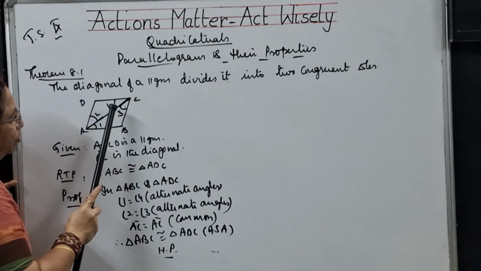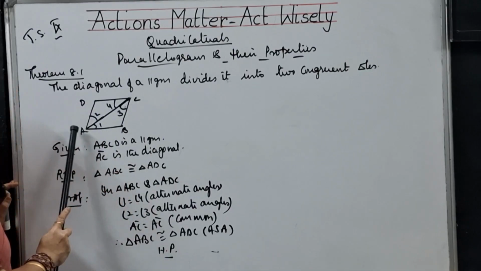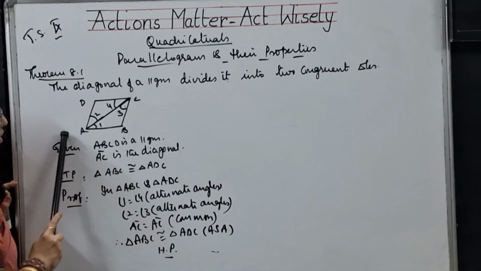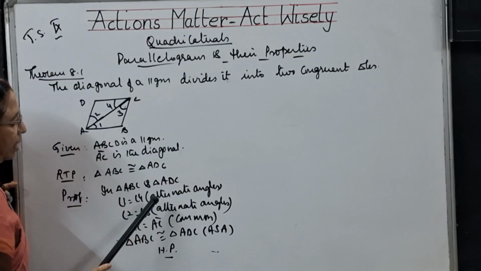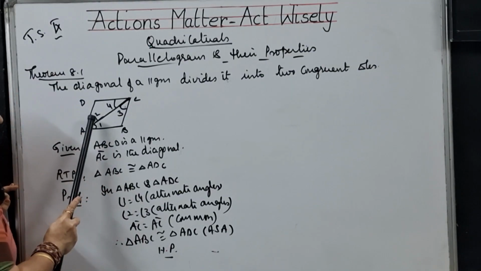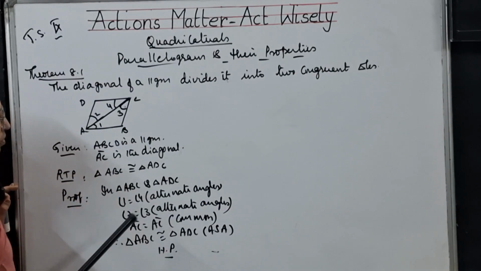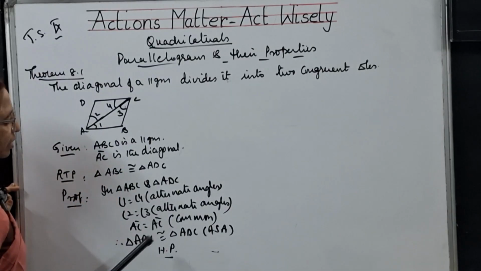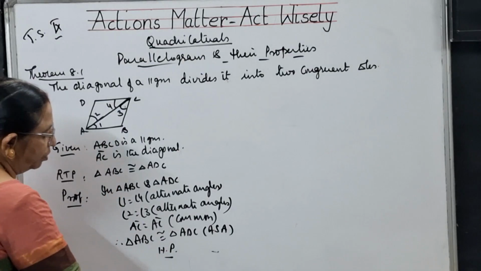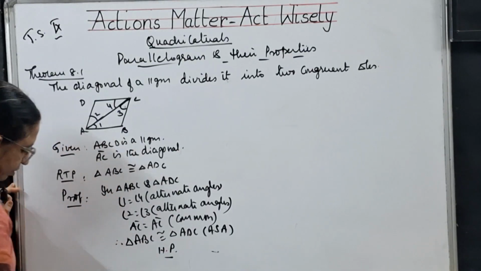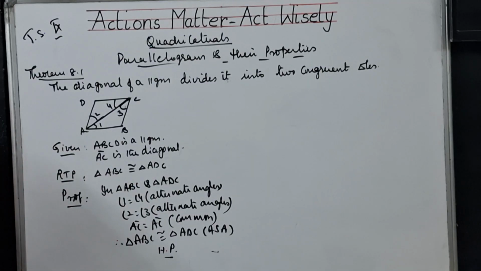Angle 1 and angle 4 are alternate angles for this. AB is parallel to CD and AC is transversal. So these two are alternate angles, so they are equal. Similarly, for these two, AD and BC, angle 2 is equal to angle 3, they are alternate angles. And also AC is equal to AC, common. So triangle ABC is congruent to triangle ADC. This is the proof for this theorem, children.